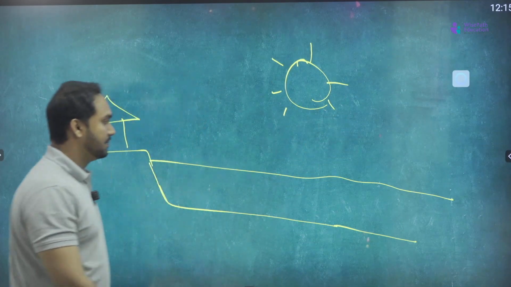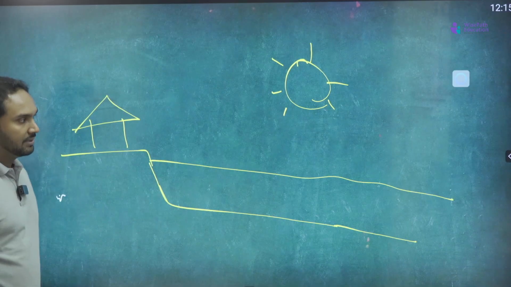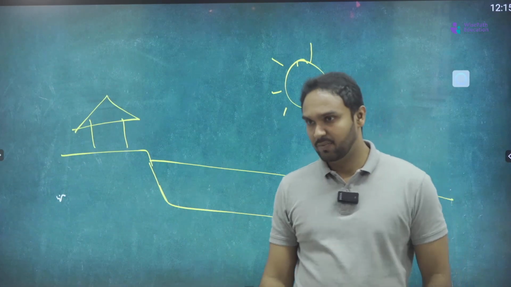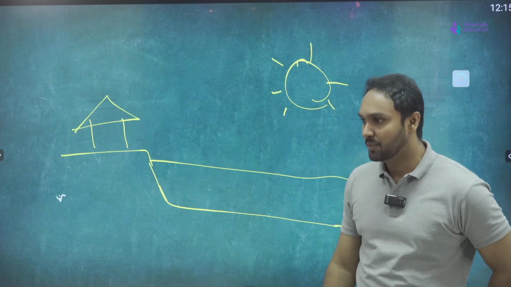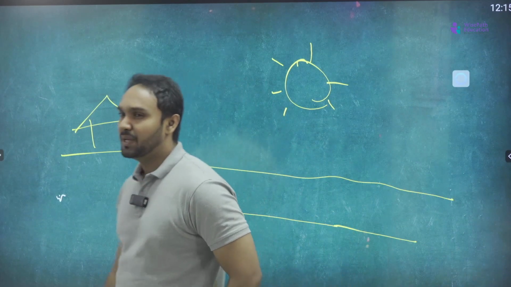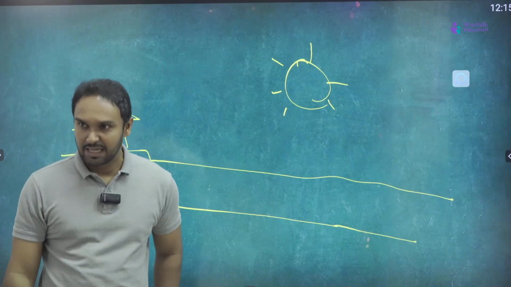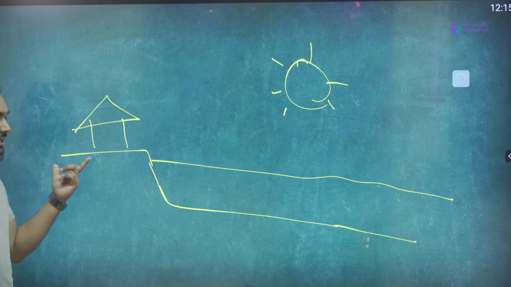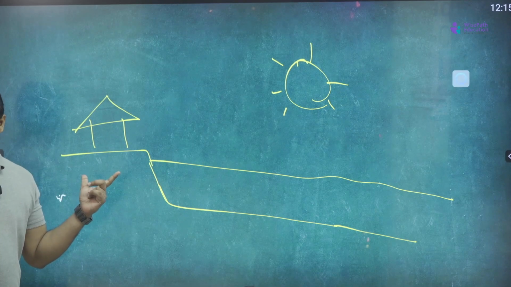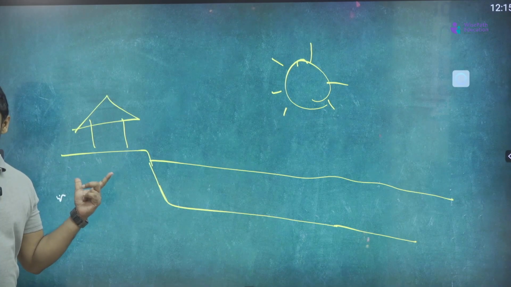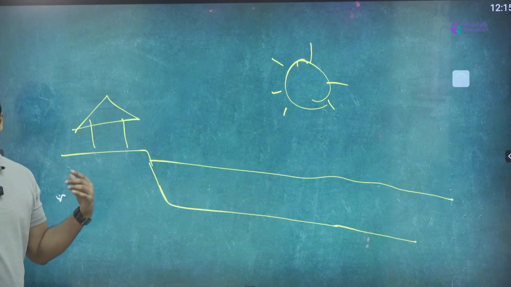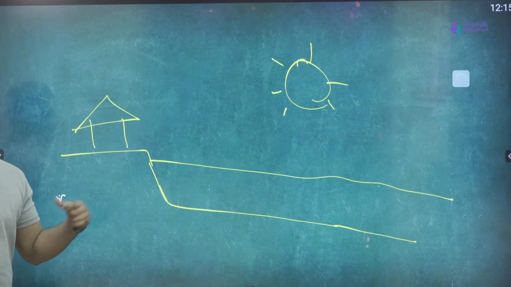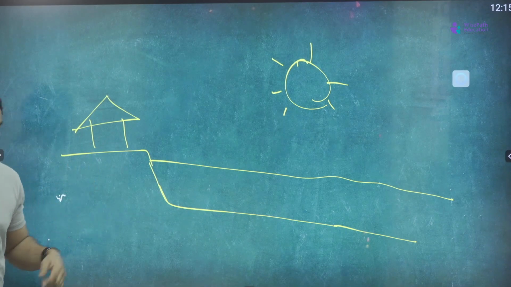What happens here now? When the sun is rising, the water is heating slowly, isn't it? It takes time to heat, right? So the temperature rise is relatively less. The ground is heating fast, so its temperature is rising faster.